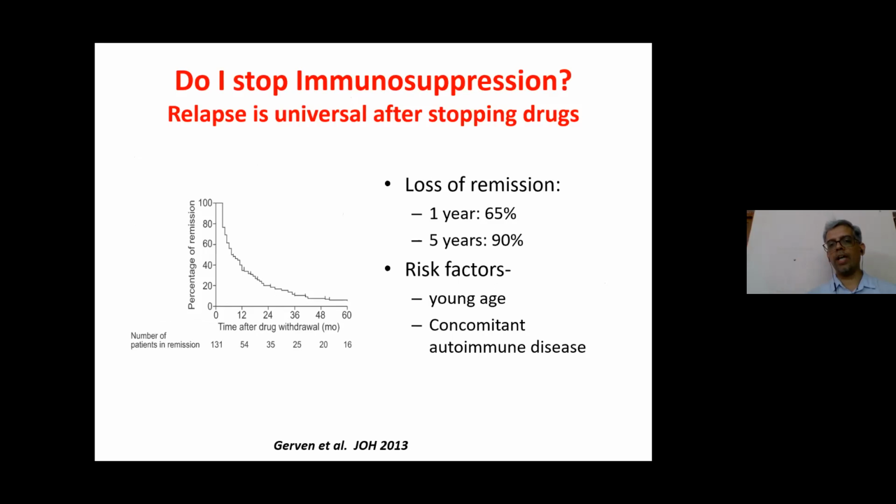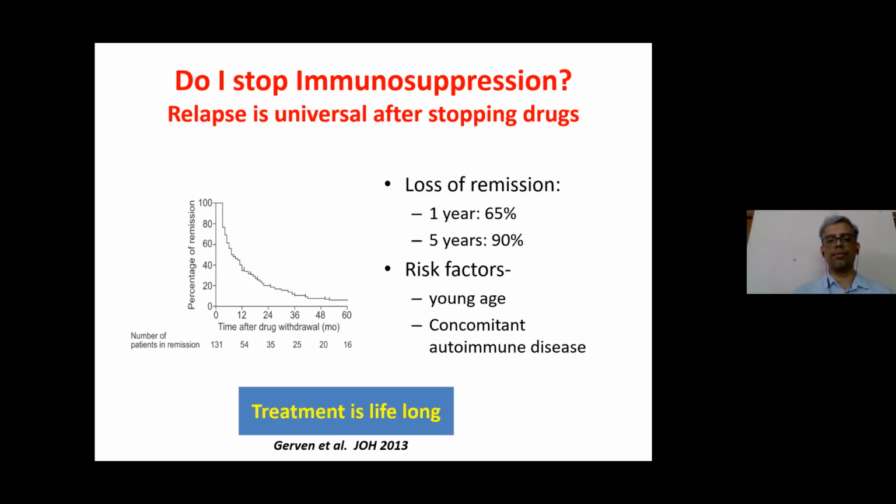So do I stop immunosuppression in a patient with autoimmune hepatitis? Well, the data suggests that if you stop, there is a loss of remission in almost 65% of patients at the end of 1 year, and almost 90% of your patients are going to land up back to you within the first 5 years. The important factors which predict loss of remission when you stop therapy are young age and associated autoimmune diseases which may be present along. So the treatment of autoimmune hepatitis is lifelong.